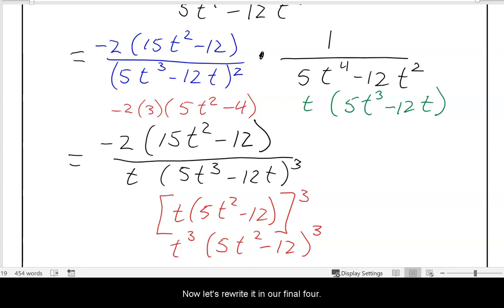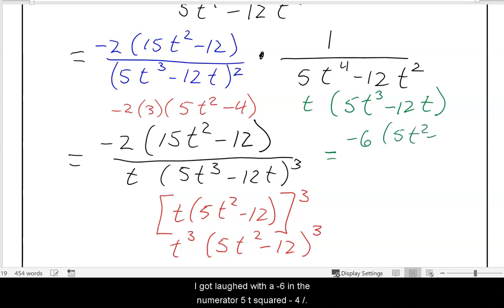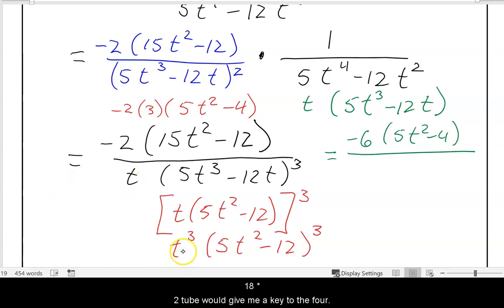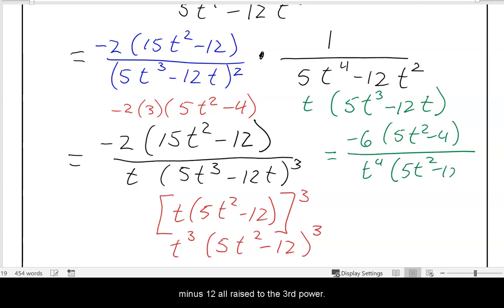Now let's rewrite it in our final form. We'll put it in green just to contrast it from everything else we see. I got left with a negative 6 in the numerator, 5t squared minus 4, divided by a t times t cubed would give me t to the fourth. And then I would have the binomial factor 5t squared minus 12 all raised to the third power. This is probably as simple as it's going to get, and I would leave it just like that. This is, of course, a formula for the second derivative of this function.